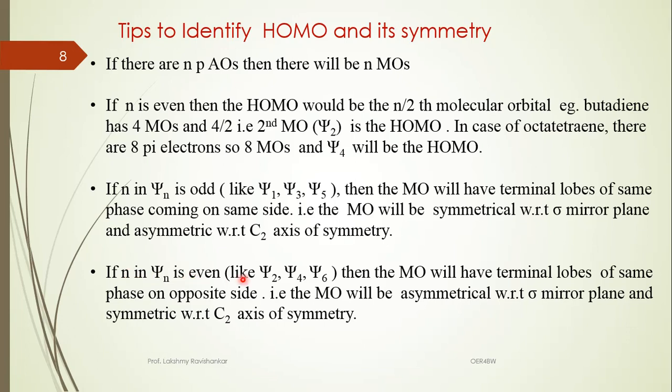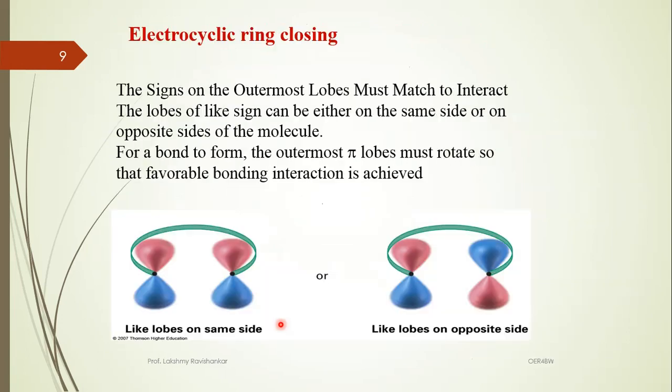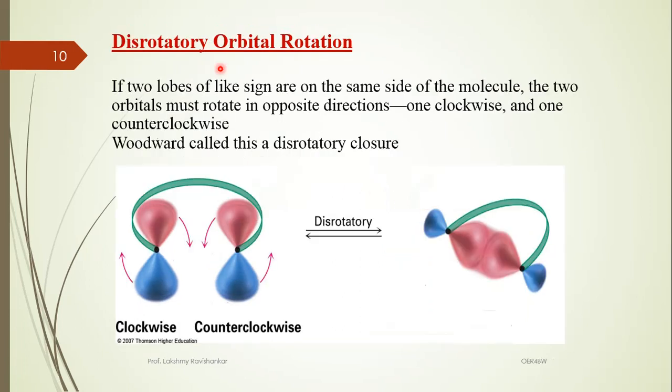But if n in psi-n is even, like psi2, psi4, etc., the molecular orbital will have the terminal lobes of the same face on the opposite side, or the molecular orbital will be asymmetric with respect to the mirror plane and symmetric with respect to the C2 axis of symmetry. So essentially we are talking about these two kinds of systems where you have the lobes on the terminal carbons. Here the same face is on the same side, here they are on the opposite side, and in order for a bond to form, these outermost lobes must rotate so that there is a favorable bonding interaction, and let us see how that is possible.